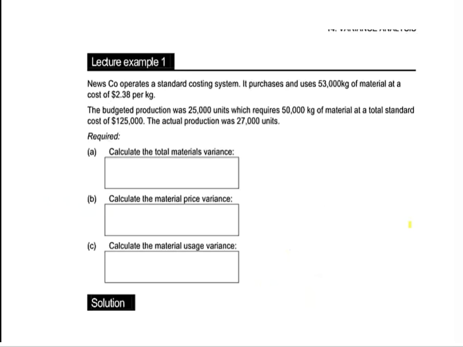In example 1 then, we've got a chance for us to practice some material variance calculations. So Newsco then operates a standard costing system, and we're given some information about what actually happened. So the purchases of 53,000 kilograms of material at $2.38. So that's what actually did happen, and we're given some information about what should have happened. So we'd planned then to make 25,000 units using 50k of materials at a cost of $125,000. And what we need to do then is to have a look at what actual production should have cost us and should have used.